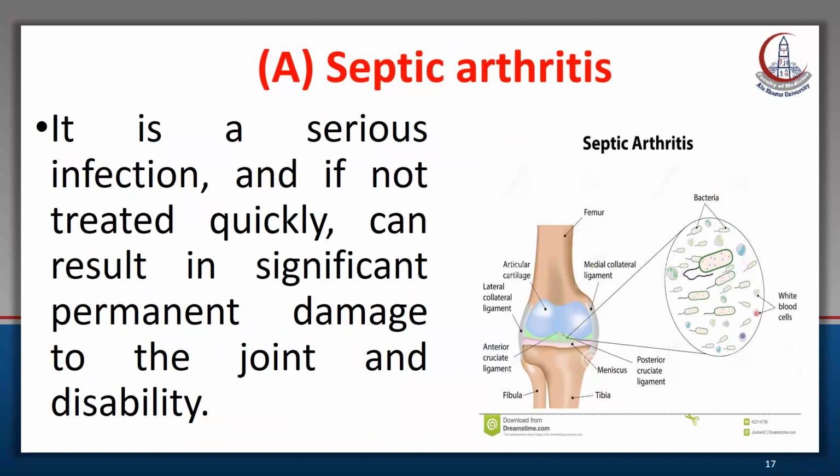Septic arthritis is a serious infection. It's a very serious infection, and if not treated quickly it can result in significant permanent damage to the joint, and deformity and disability of the movement of the joint. So it is a very critical infection.